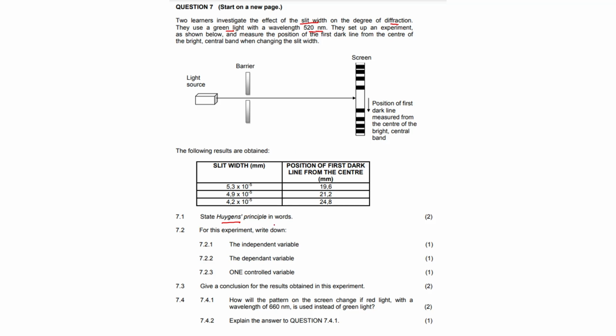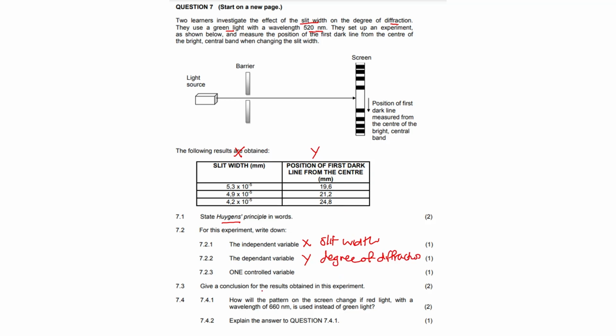7.2. For this experiment, write down the independent variable, dependent variable, and one controlled variable. So independent variable, remember, is on the x-axis. Dependent variable is on the y-axis. And remember, when I always say this in every video, if you get a table, your first column is the x-axis and your second column is the y-axis. So therefore, the independent variable is our slit width and our dependent variable is the degree of diffraction.